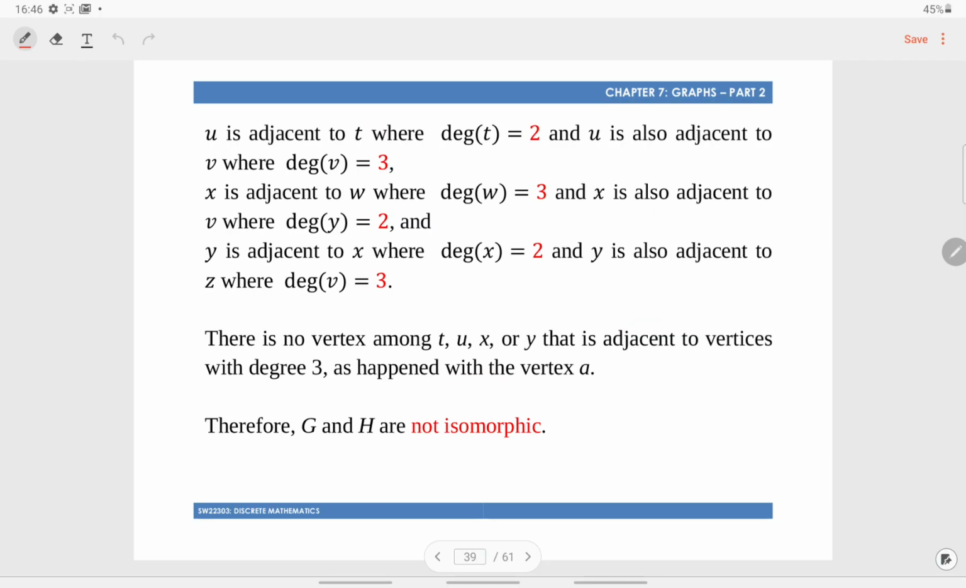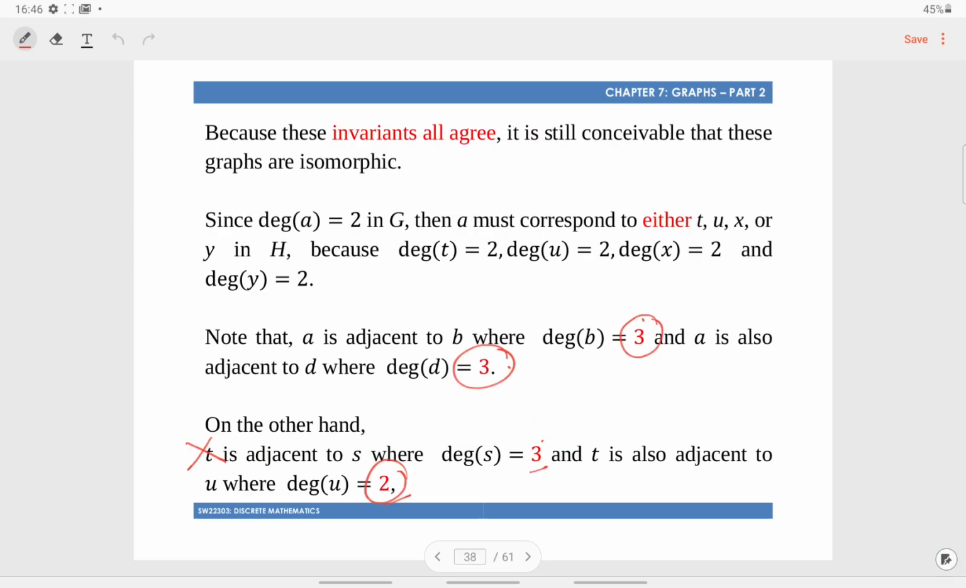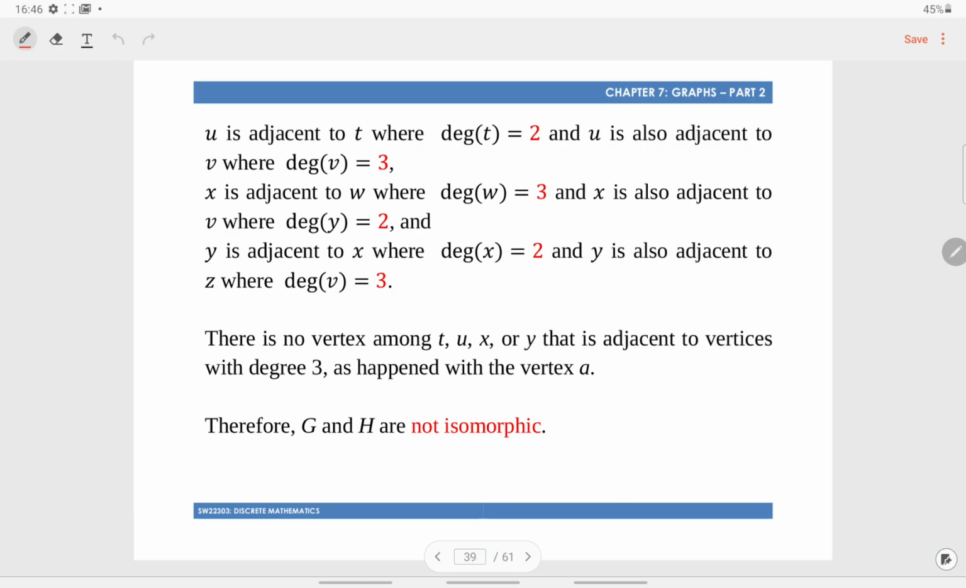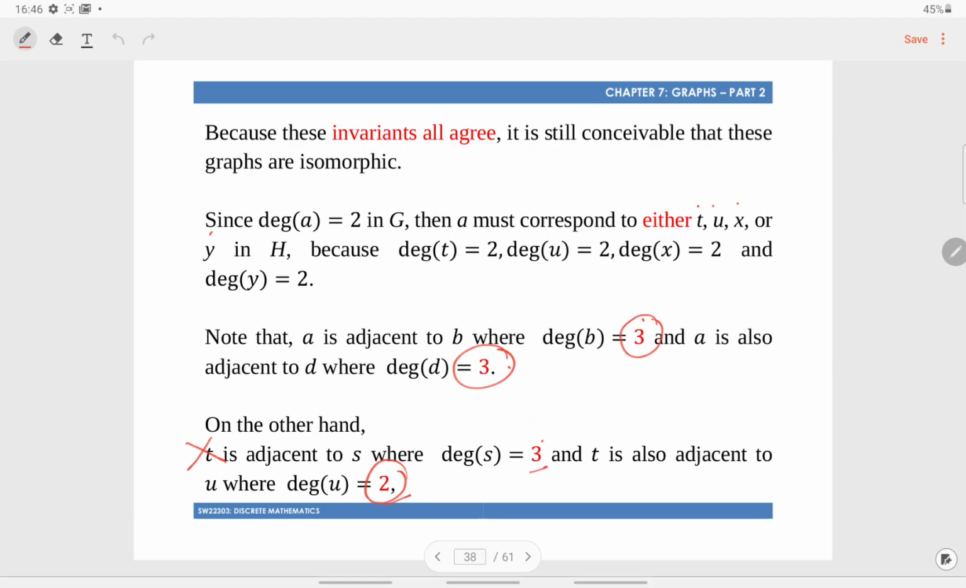Next is U. The second candidate is U, because we have T, U, X, and Y. So we check one by one. For U, U is adjacent to T, where the degree of T is equal to 2. And U is also adjacent to V, where the degree of V is equal to 3. For V, it is okay, because the degree is equal to 3. But T, the degree is 2. Whereas we need both degrees of the vertices corresponding to A to be equal to 3.